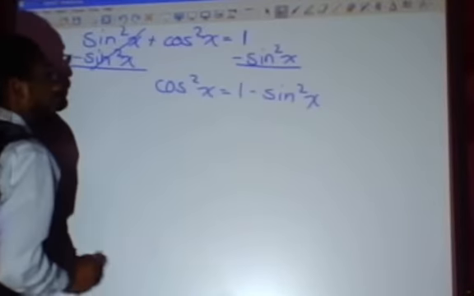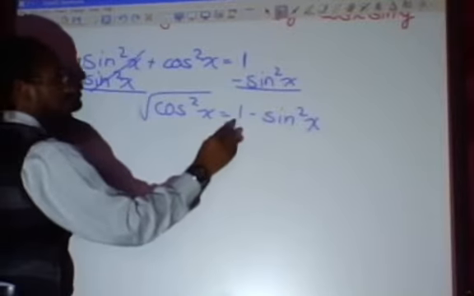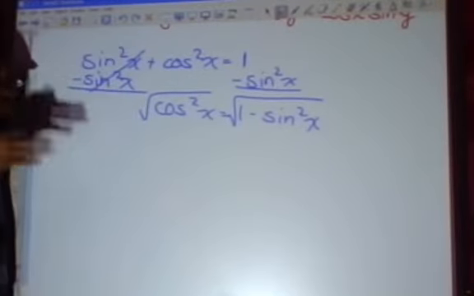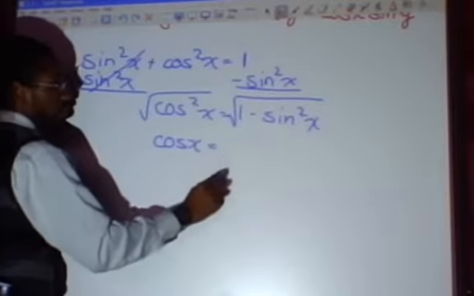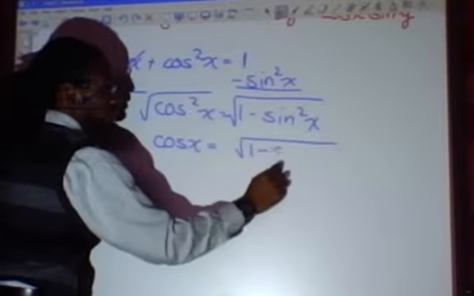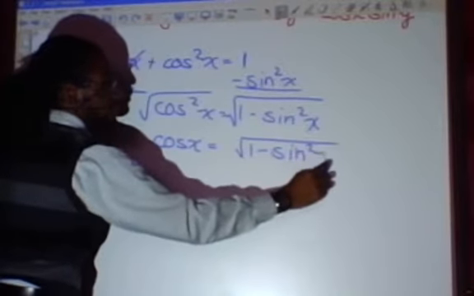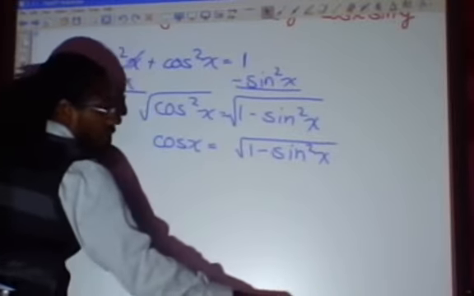Once we do that, we're going to take the square root of both sides to get cosine by itself, not cosine squared, but cosine. That gives us cosine x will equal, we'll leave a blank there because we need to figure out something else that goes there, and the rest of it, the square root of 1 minus sine squared x.